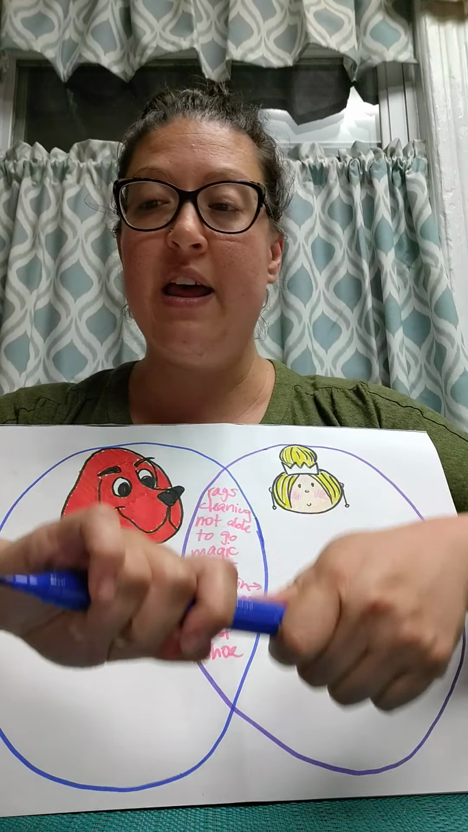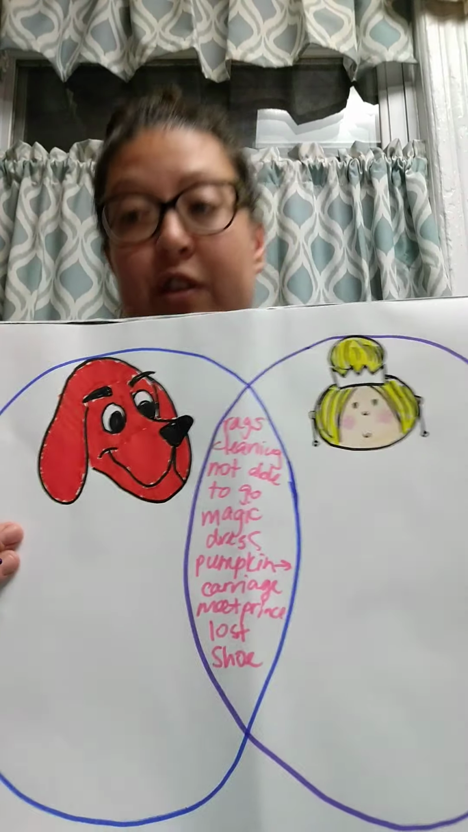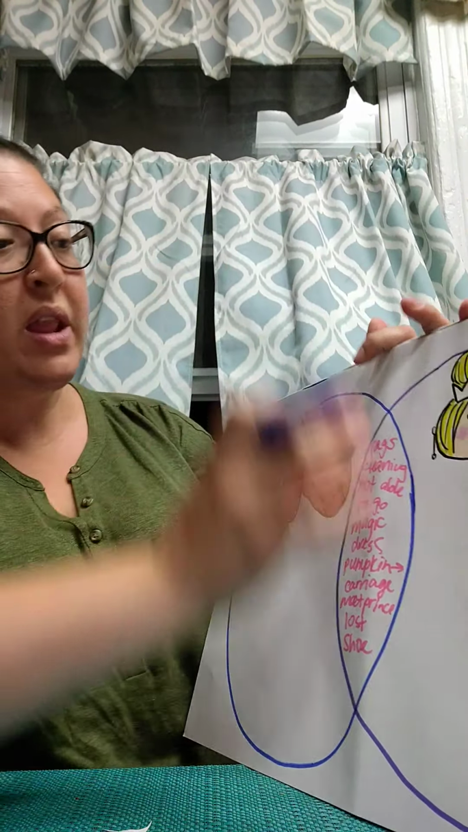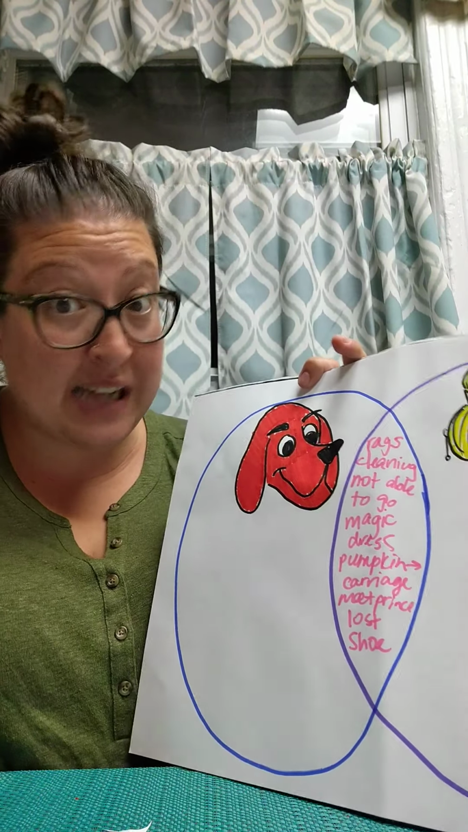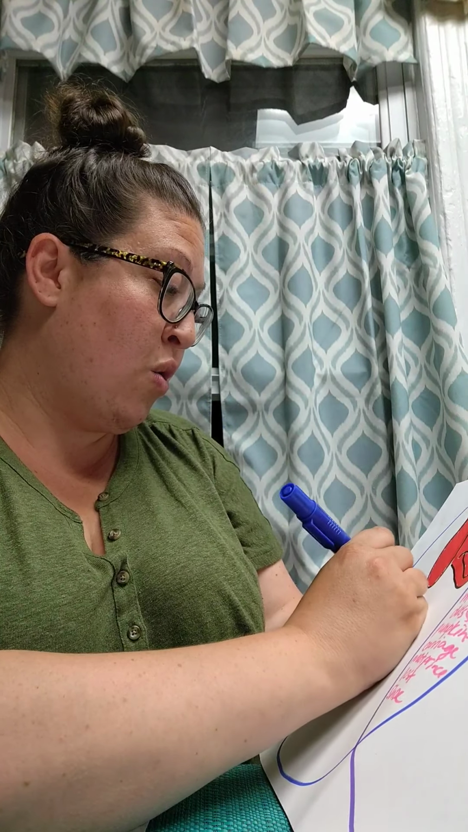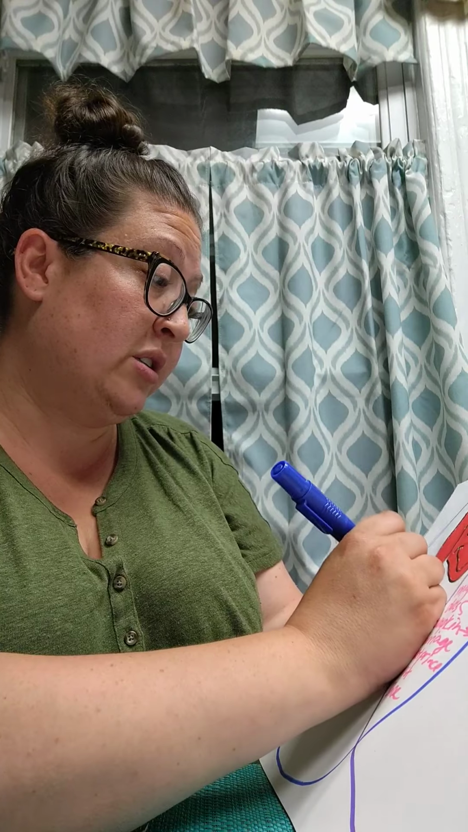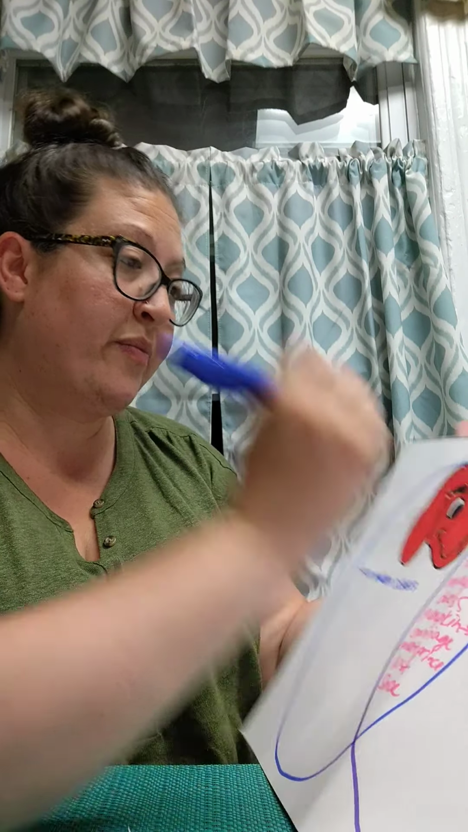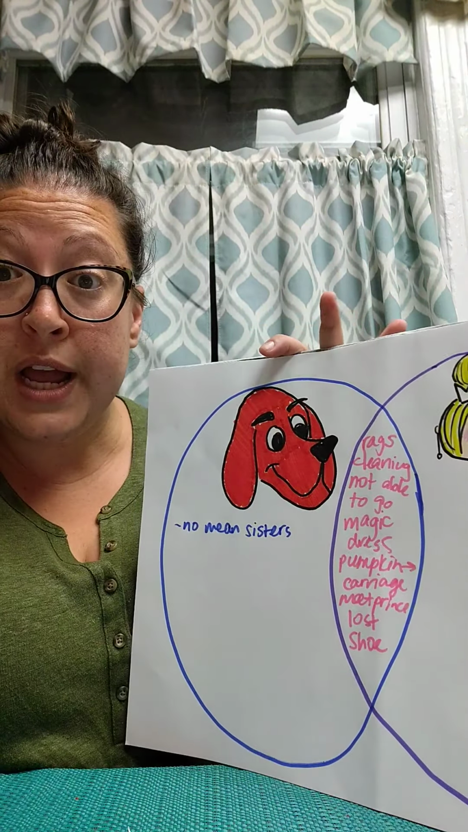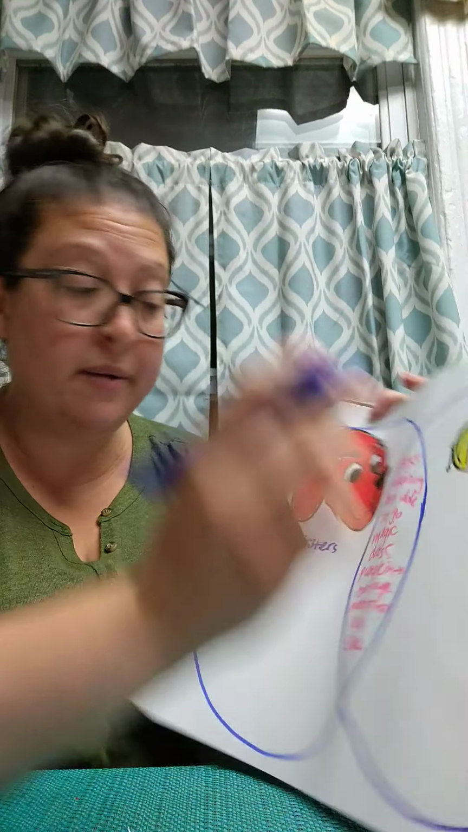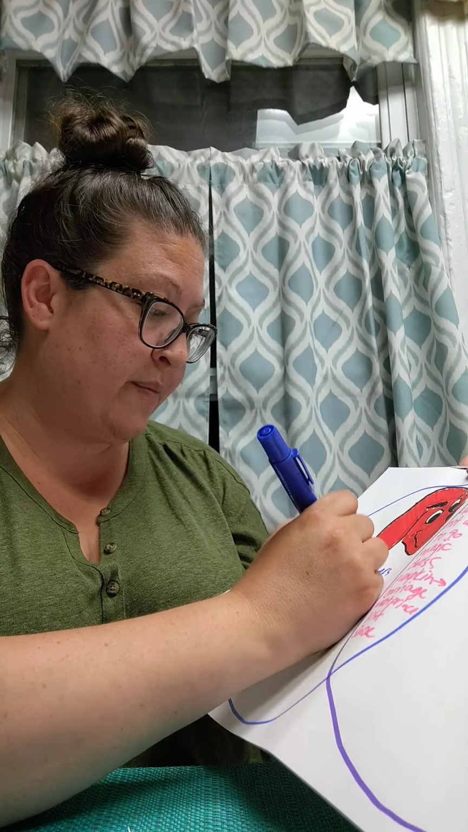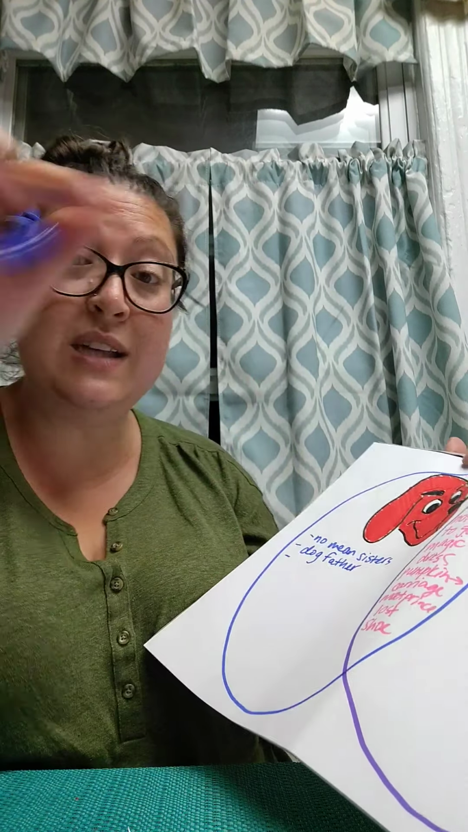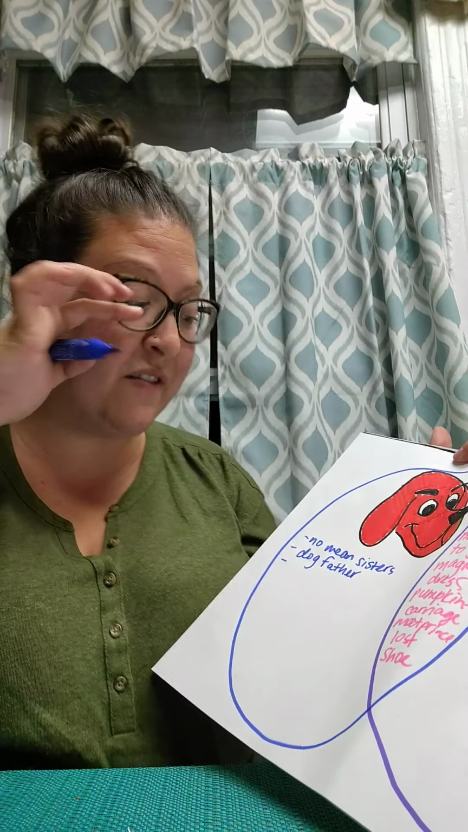So, in the Clifford version of the story, it didn't talk about any mean stepsisters. So I'm going to write that down. No mean sisters. Also, it was a dog, not a fairy. It was the dog father, right? And his wand was a bone instead of a star.